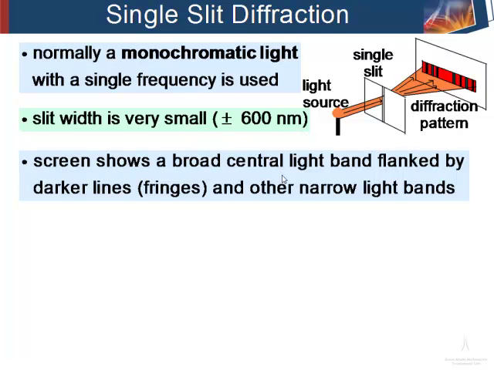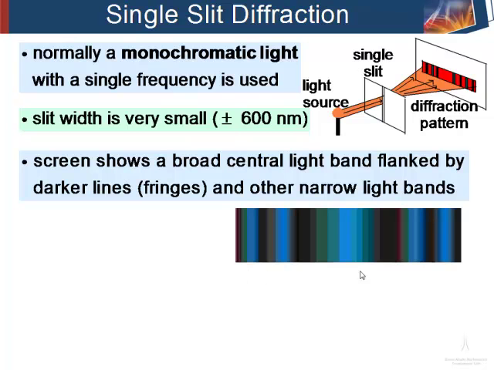So what we see is that the screen shows a broad central band. This is then flanked by darker lines. We refer to these lines as fringes, and then other narrow light bands. So we've got a broad central band flanked by these dark fringes, and then we've got a series of lighter or narrower light bands.